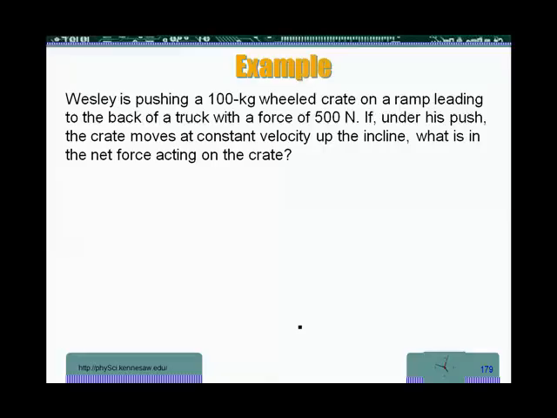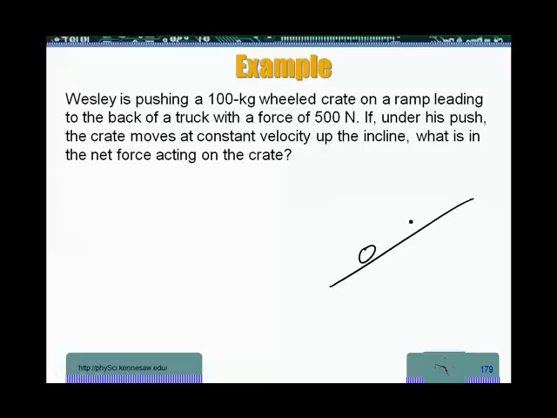What we have here, some guy by the name of Wesley is pushing a 100-kilogram wheeled crate on a ramp leading to the back of a truck with a force of 500 newtons. Question: if under his push the crate is moving at a constant velocity up the incline, what is the net force acting on the crate?